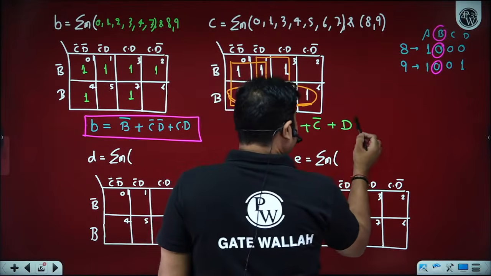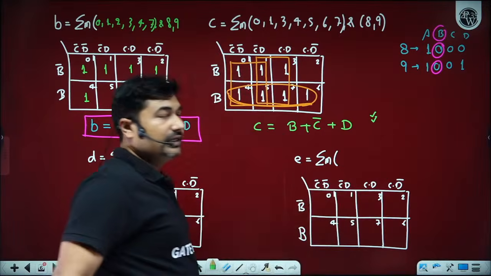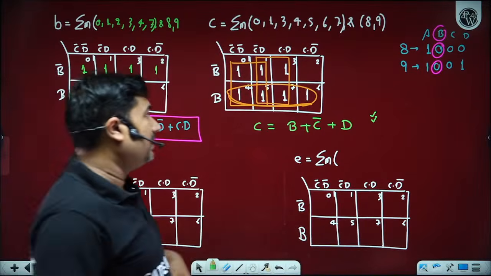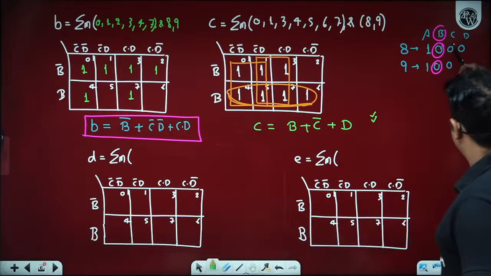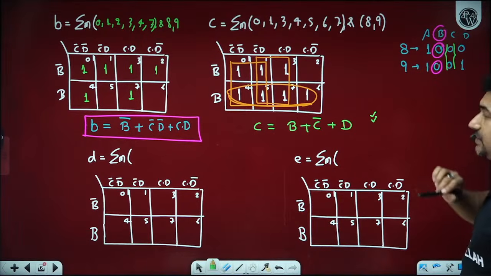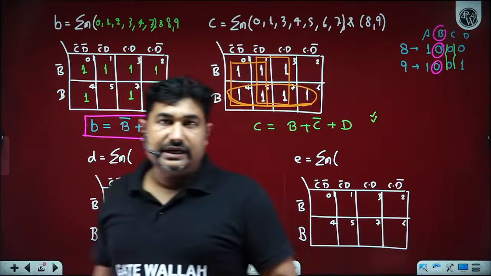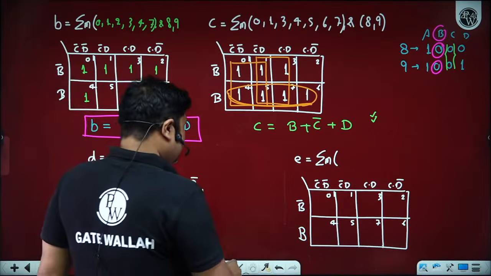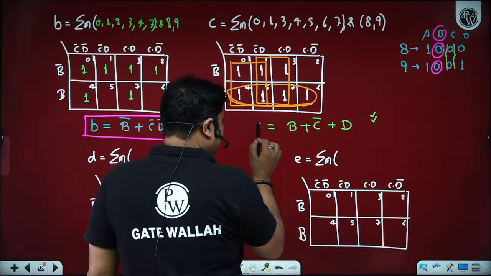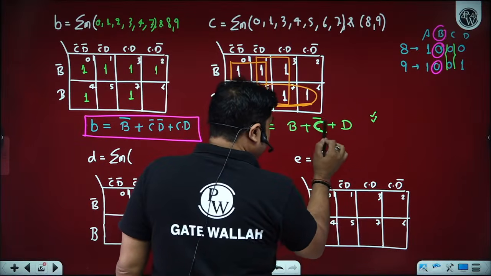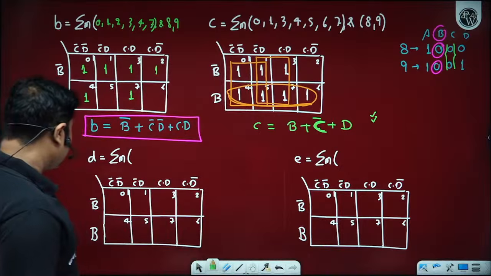This expression is again sufficient to define 8 and 9. Need not add A in the MSB, because for C in 8 and 9 we are getting C bar high. So for C we are getting logic level 1 only. This is a small c and here we have a capital C. Okay. Great. Now please observe for D.